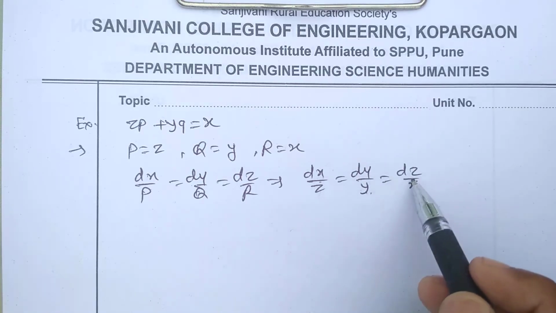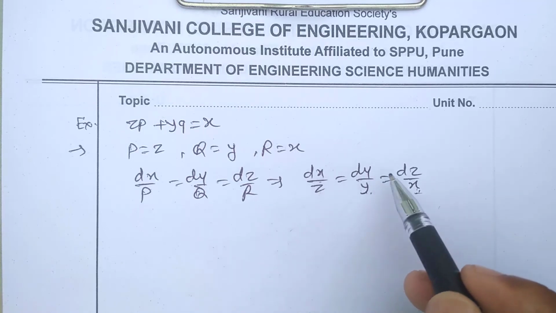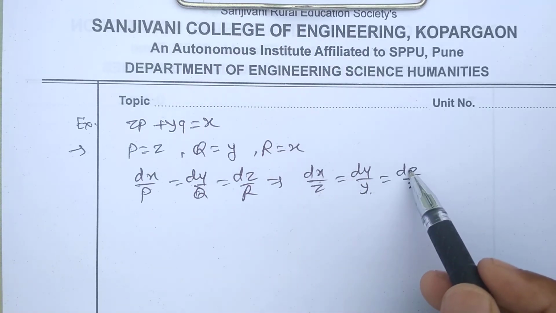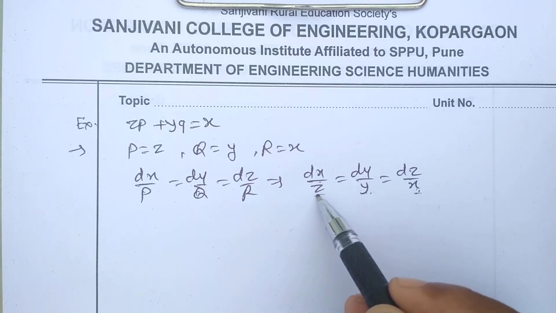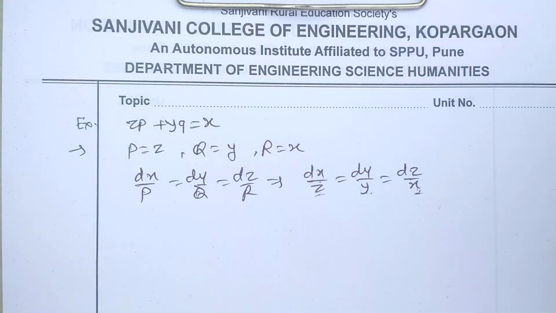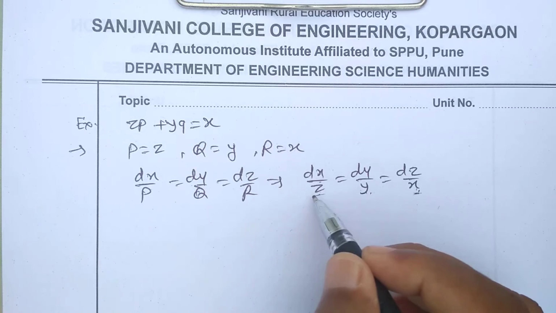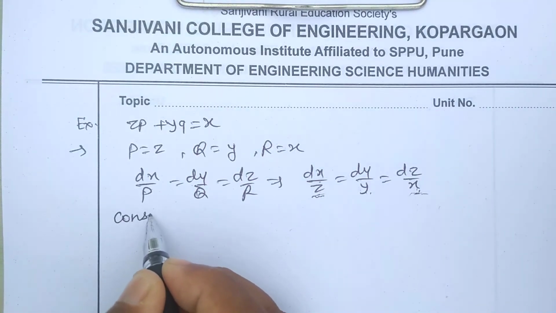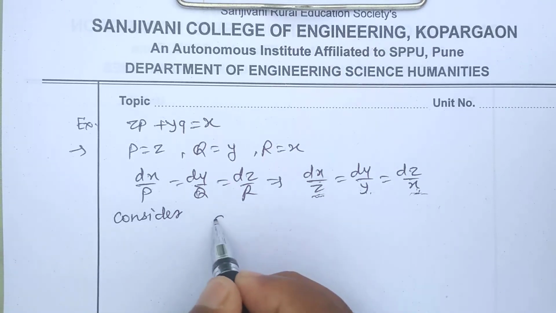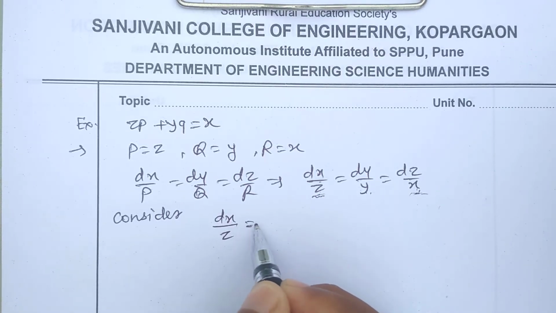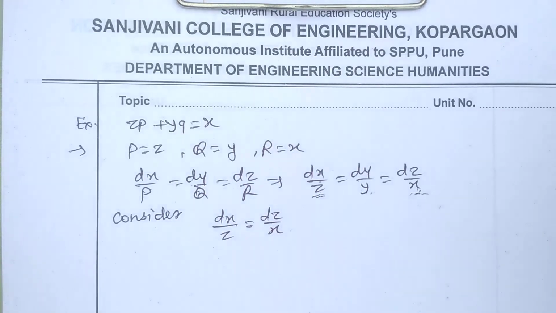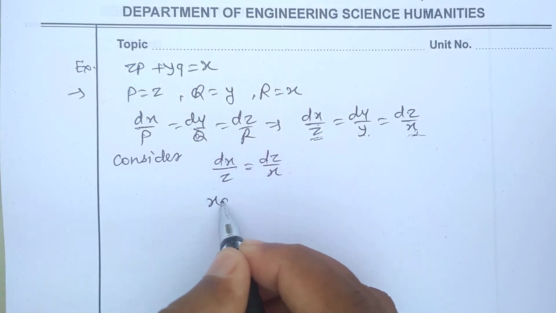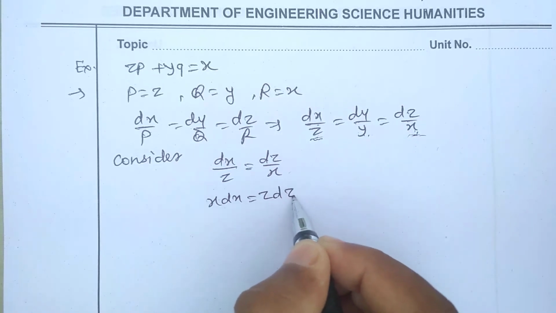What about first and third? If you consider the first and third as a group, so dx and dz is there, so dy is absent, and in the denominator here z, here x, so y is absent. So we can consider here first and third as a group. So consider dx upon z equals dz upon x. Now making it in variable separable form by cross multiplying, x dx equals z dz.